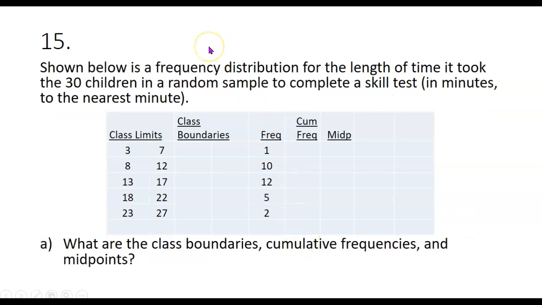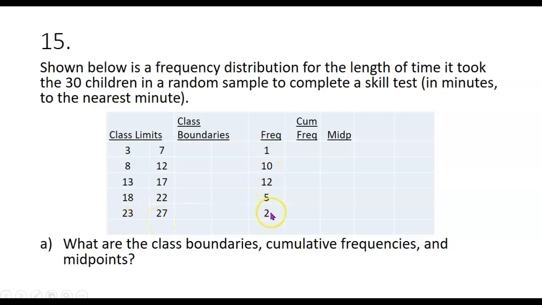Number 15. Shown below is a frequency distribution for the length of time it took the 30 children in a random sample to complete a skill test, in minutes to the nearest minute. So looking here, the class limits are 3 to 7, 8 to 12, 13 to 17, 18 to 22, and 23 to 27. So that means that some of the kids took somewhere from 3 to 7 minutes to complete the skill test. Some of them took 8 to 12 minutes. Some took 13 to 17, some took 18 to 22, and some took 23 to 27.